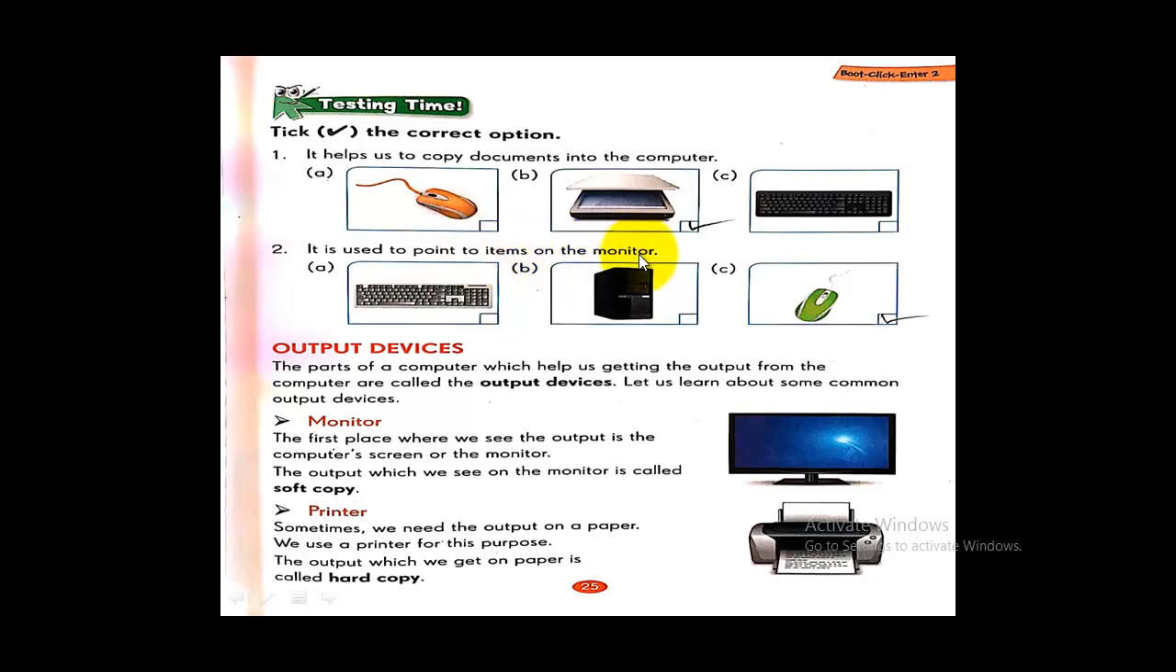Now what is known as a pointing device? A mouse is known as a pointing device. So you click on the mouse here. Now options given are here: keyboard, then CPU, then mouse.